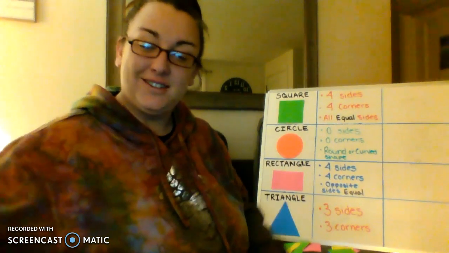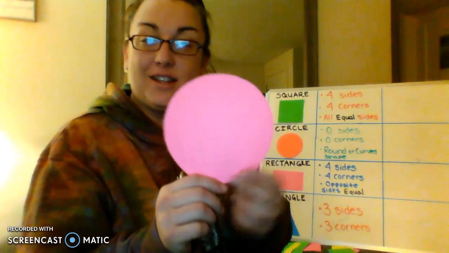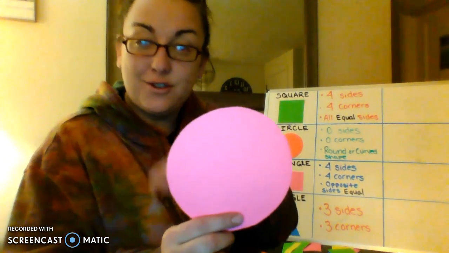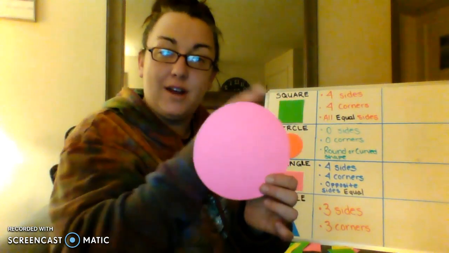Alright, let's try a different one. Let's do a circle. This is a circle. Right? What is it? A circle. Good job. So let's run our fingers along the sides. A circle is a round or curved figure that has no sides, because a side is a straight line, and this figure has no straight lines, so there are 0 sides to a circle. Therefore, how many corners do we have? Do you see any corners? No corners. There are 0 corners in a circle, so 0 sides and 0 corners. We know this is a circle because it's a round figure.